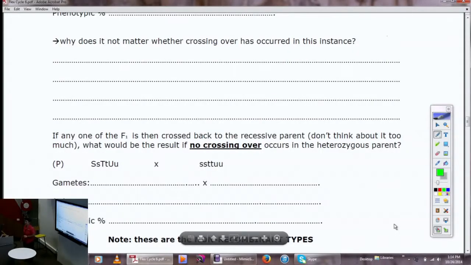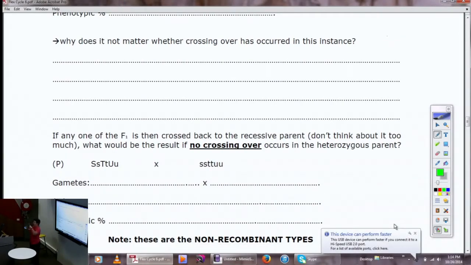Why doesn't it matter if crossing over happened? Because if it's big S crossing over with big S, no new combinations are ever formed. Well, it'd be small. Yes, quite right. Because that's the phenotype, not the genotype. The genotype was written in the F1 layer before.